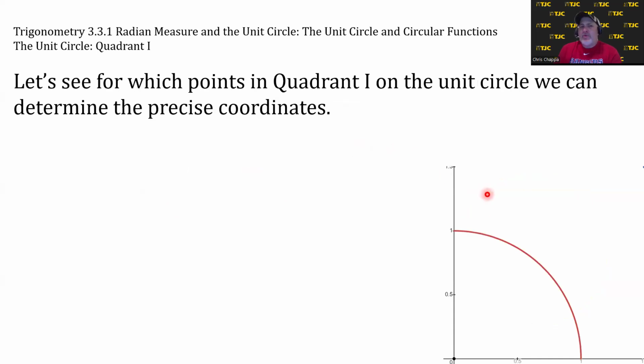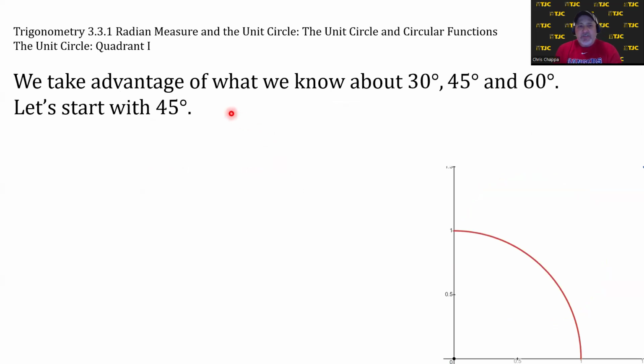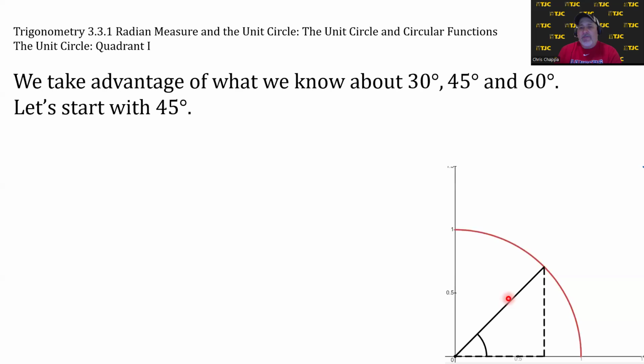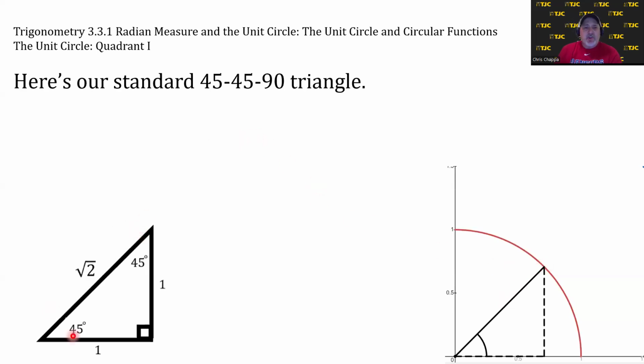Now, let's see for which points in quadrant 1 on the unit circle we can determine the precise coordinates. A couple are pretty easy, over here at (1, 0) and up here at (0, 1), but I mean somewhere actually inside the quadrant. We do this by taking advantage of what we know about 30 degrees, 45 degrees, and 60 degrees. Let's start with 45 degrees. So we'll put a 45-degree angle in standard position. Here's our standard 45-45-90 triangle with legs of length 1 and hypotenuse of length square root of 2.